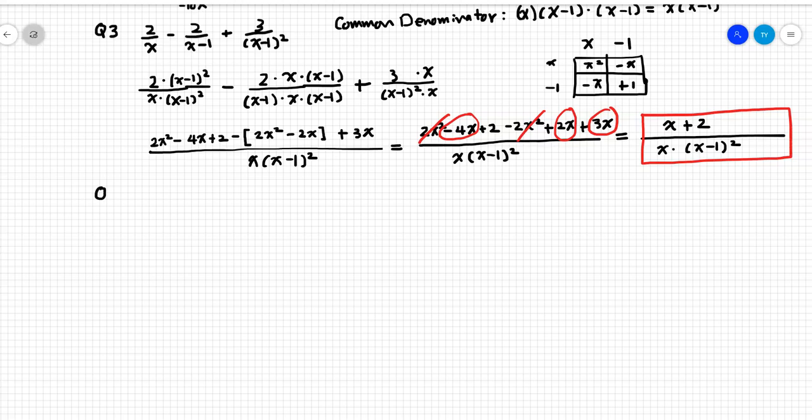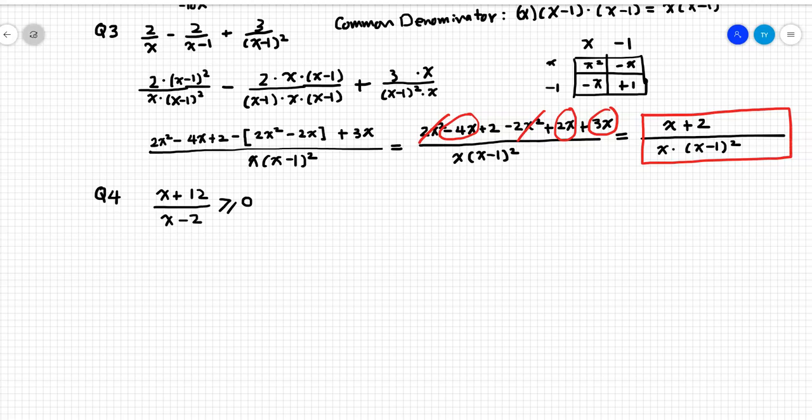Alright, question number 4. We need to solve the inequality (x + 12) / (x - 2) is greater than or equal to 0.